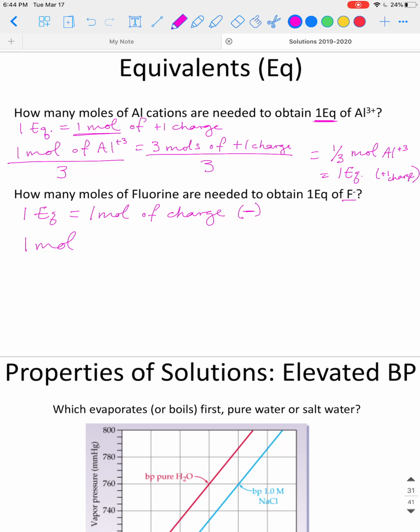Okay, so if we have 1 mole of F minus, and each ion carries 1 minus charge, then we have 1 mole of minus charge. Okay, so 1 mole of fluorine anions equals 1 mole of minus charge. That equals 1 equivalent. Okay, so how many moles do we need? Just 1. Just 1 mole of F minus equals 1 equivalent. All right.